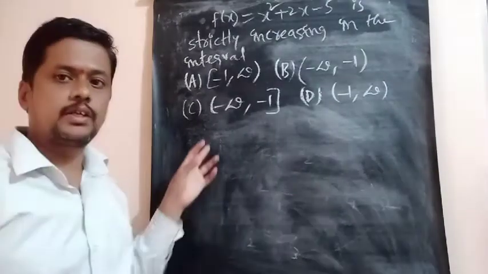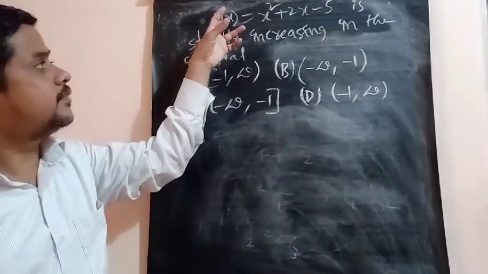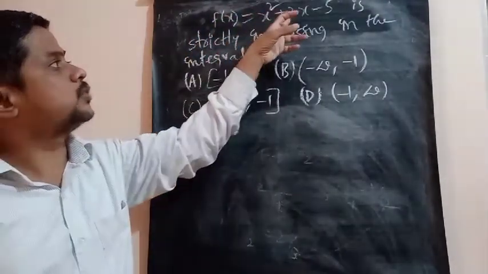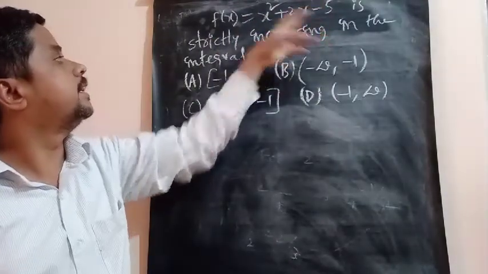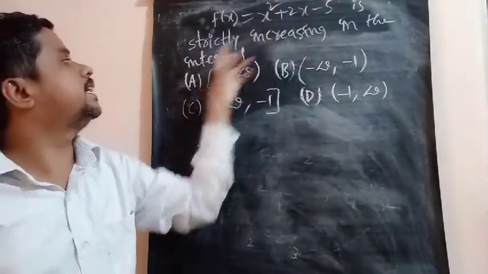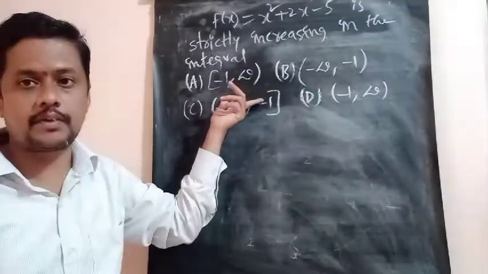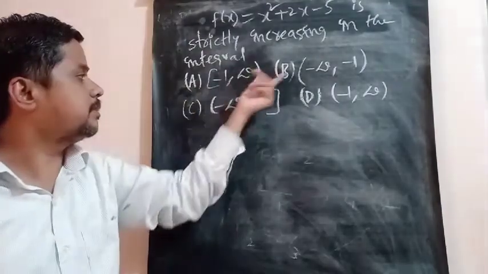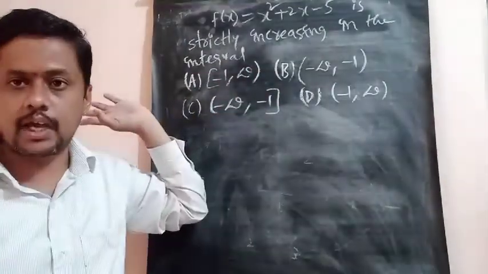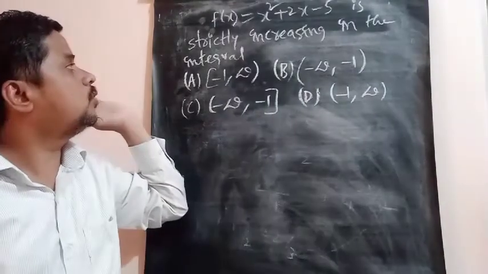See next question. A function is given: f of x is equal to x squared plus 2x minus 5. It is strictly increasing in the interval. The options are given like this. Option A, option B, option C, option D is given. So how to find that?